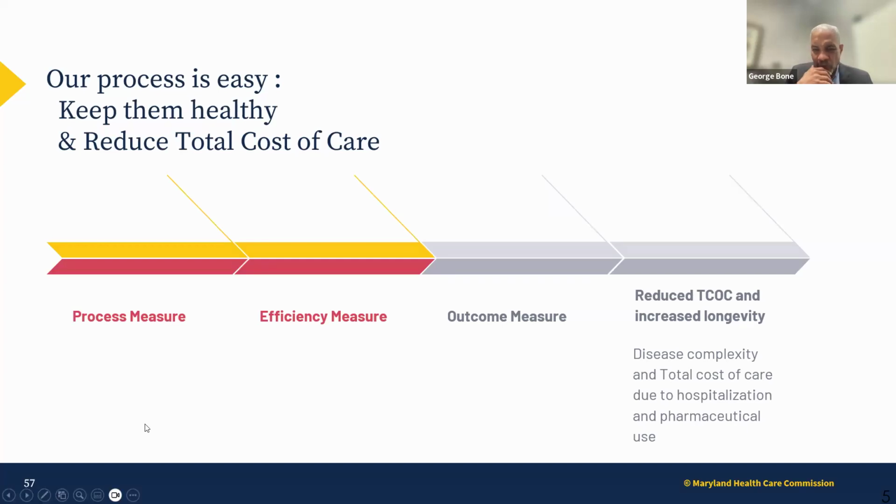Our overall approach is actually easy. We use data to try to keep our patients healthy, by process measures, efficiency measures, outcome measures, and then getting reporting back as to what the total cost of care is. The next slide.